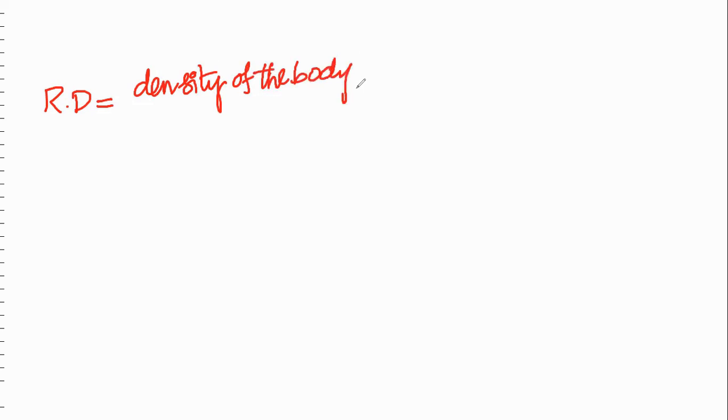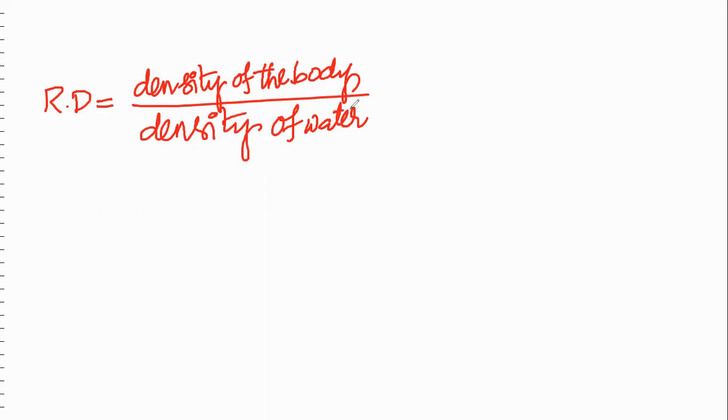Next, relative density. Relative density or specific gravity, both will be the same. RD for relative density. Relative density is defined as the density of the body divided by the density of water.